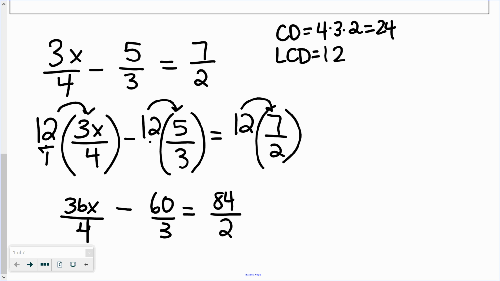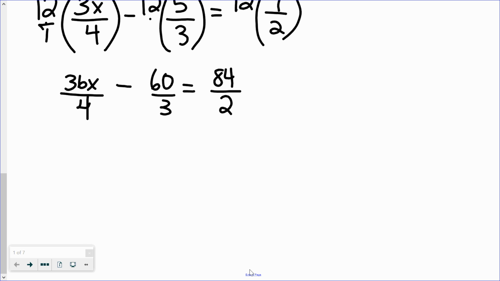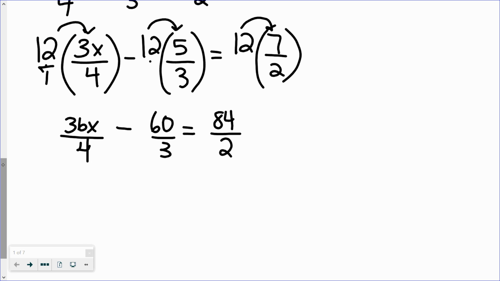So at this point, you might be like, you said we were getting rid of the fractions. Well, it doesn't look like we've gotten rid of the fractions yet, but we can simplify from here. All of these fractions can be simplified. So 36 divided by 4 is 9x. 60 divided by 3 is 20. And 84 divided by 2 is 42. So now that's looking a whole heck of a lot nicer when we're trying to solve for x.